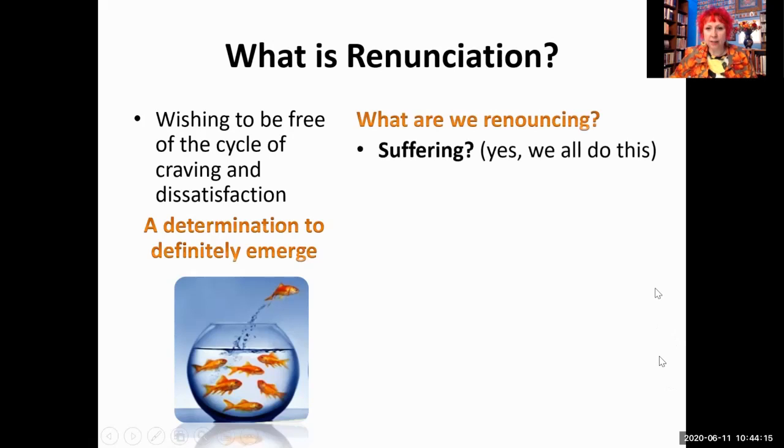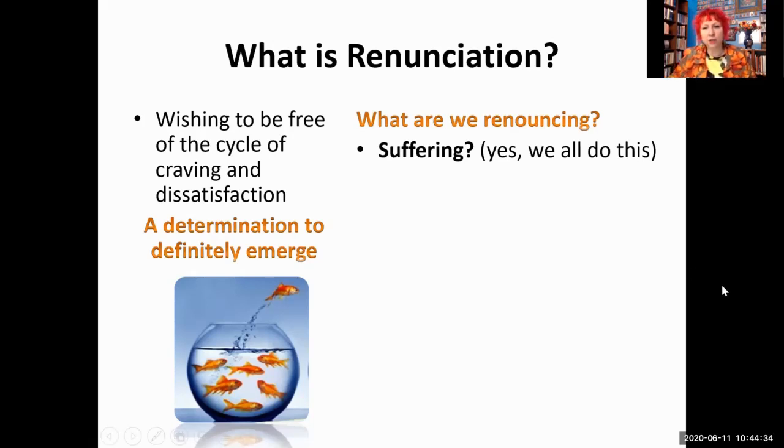So what are we renouncing? First off, what we automatically renounce is suffering. Everybody does. No one wants to suffer. When things go wrong, we go, oh no, we wish it wasn't so. Not just us, but if you've got pets, they too renounce suffering. They don't want to suffer.